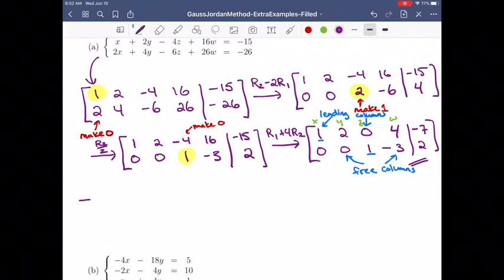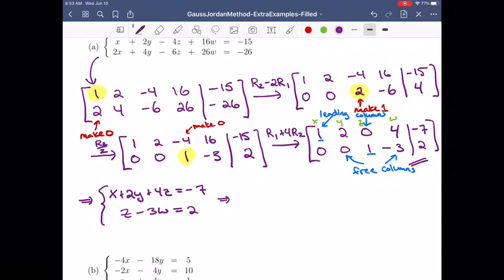What we do next, we're going to have infinitely many solutions because we have at least one free column, and no bad row. So my next step is to write what the equations are now. That's going to be 1 times x plus 2 times y plus 4 times z equals negative 7. And then z minus 3w is equal to 2. You want to rewrite these equations so you solve for the non-free variables. So I'm going to solve for x and z.